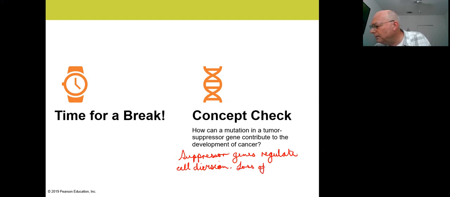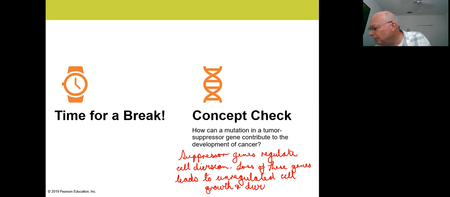Loss of these genes leads to unregulated cell growth and division, which by definition is cancer. So that's how a mutation in a tumor suppressor gene could lead to the development, or could contribute to the development, of cancer. You lose the regulation of cell division as a consequence of the mutation.